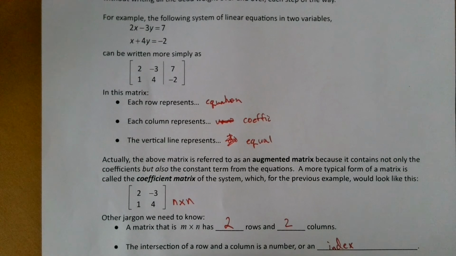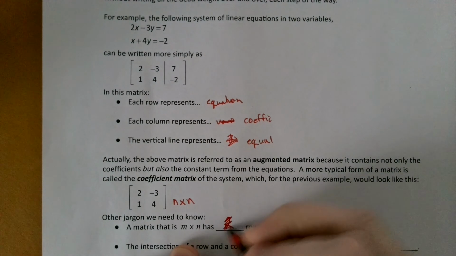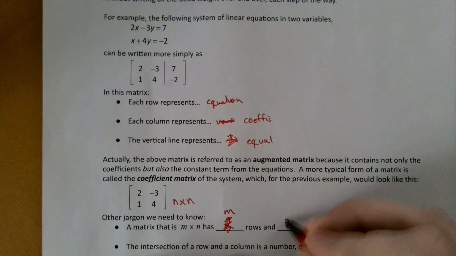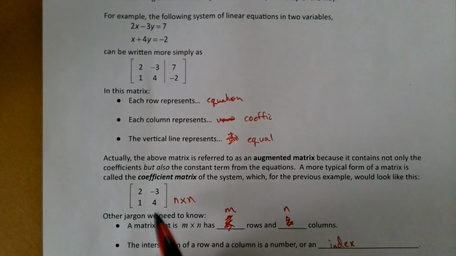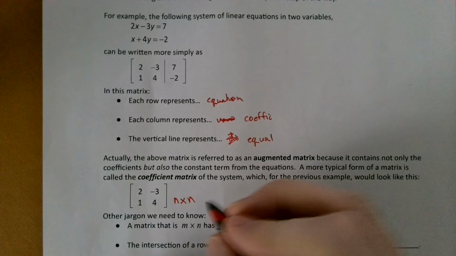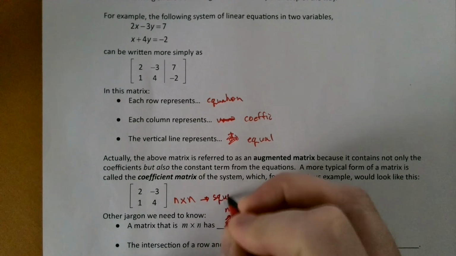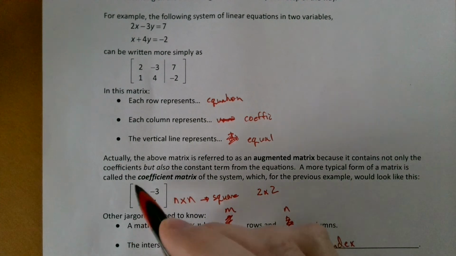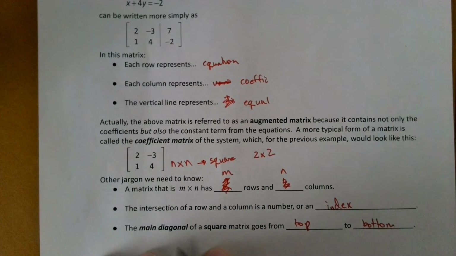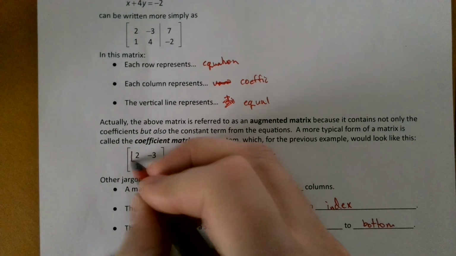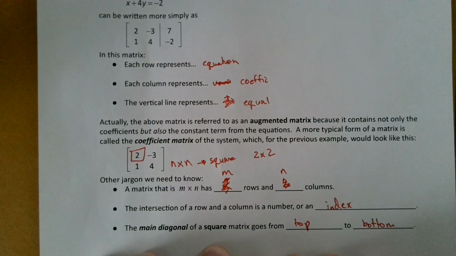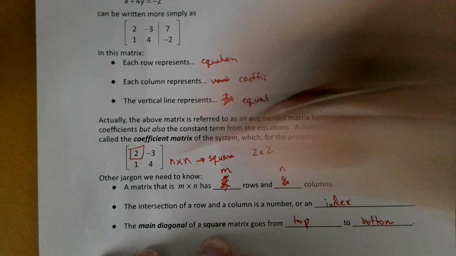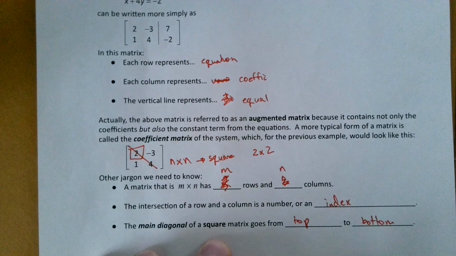So some other jargon you should know: a matrix that is m by n has, I did this wrong, m rows and n columns. When you have the same number of rows and columns, you call it an n by n, or a square matrix. So this particular matrix happens to be a 2 by 2 matrix. 2 rows, 2 columns. The intersection of a row and a column, for example, this is a number, also known as an index.